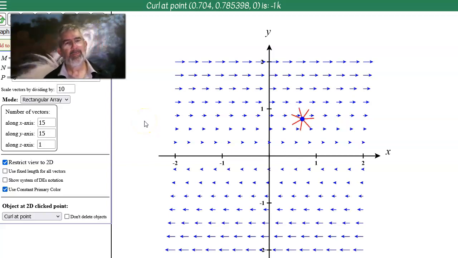It puts the little paddle wheel there. And what the curl is indicating is a tendency to spin.